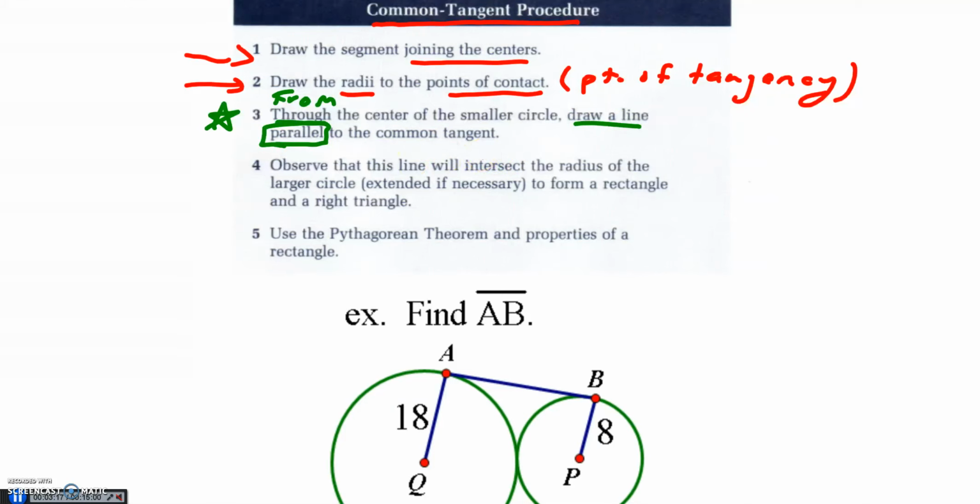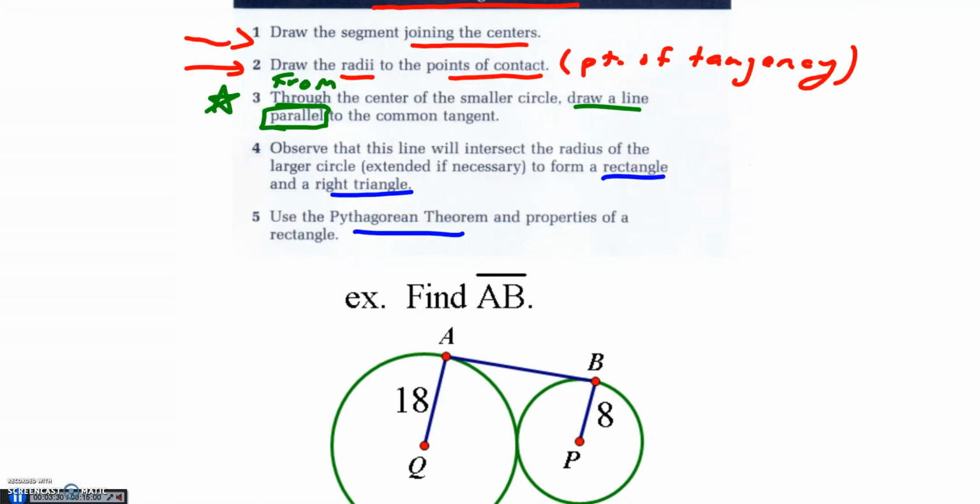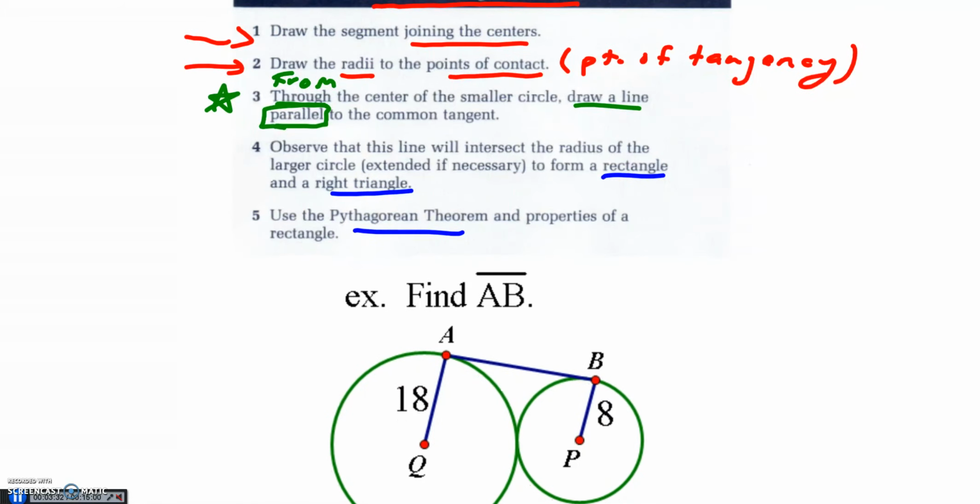And then eventually you're going to see that this line that we draw will eventually form a rectangle and a right triangle. And so the point of this procedure is to create things that we are familiar with, like a rectangle or right triangle. And then because we have a right triangle, the Pythagorean theorem will come and help us. And so my goal for this first problem is to find this length of this common external tangent.